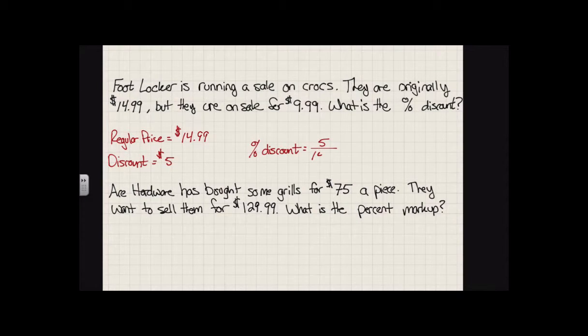It is 5 over 14.99. And that works out to what decimal? It's going to be really close to 33, right? Yeah, 0.3333. Okay. Because this is really close to 15. 5 is 1/3 of 15. So this is roughly a 33% discount.